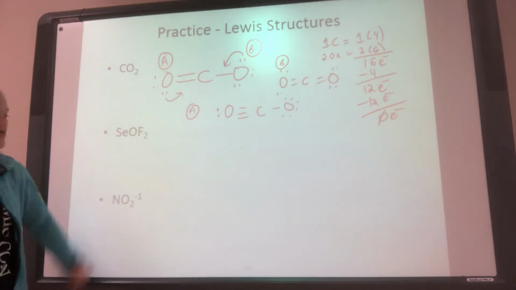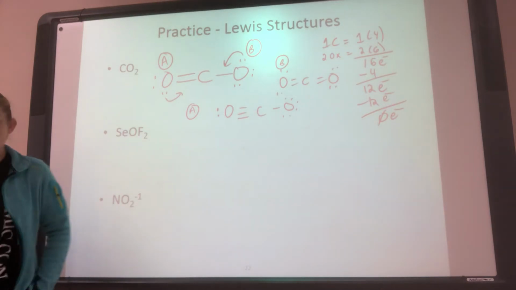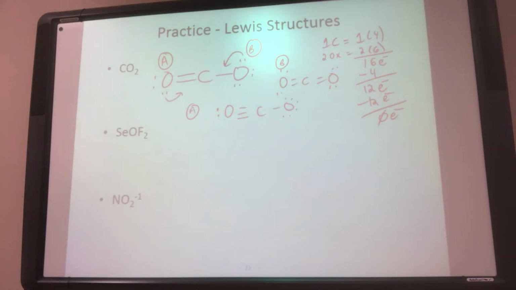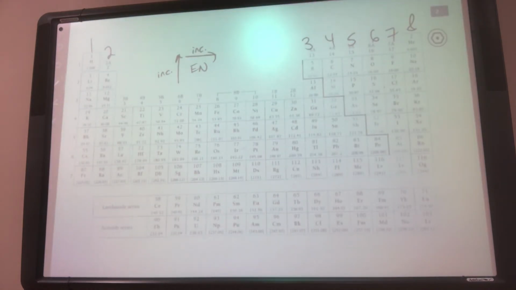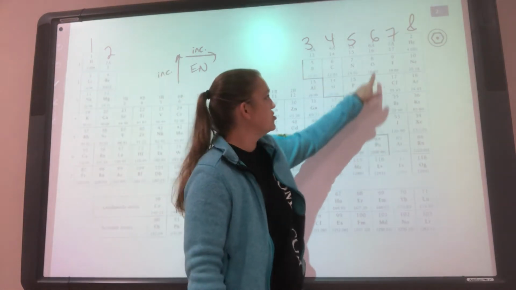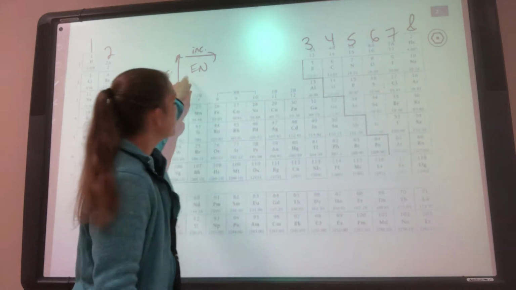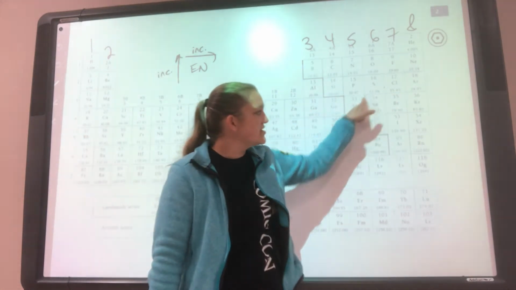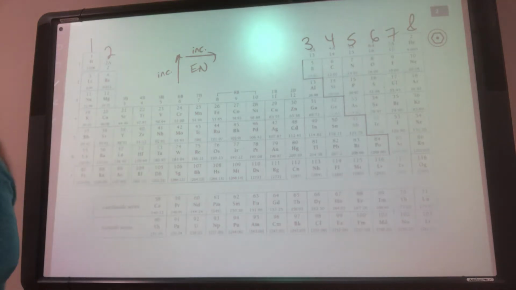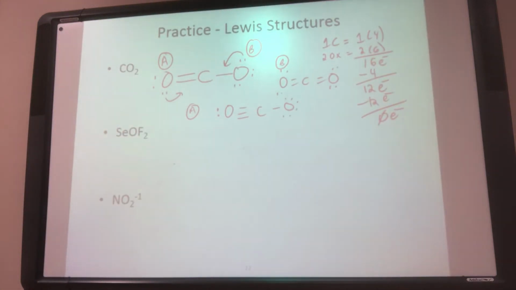Okay, let's do the next one. SeOF2. So I need to figure out who's going to go in the middle. So I have Se, O, and F. I need to find everybody on the periodic table. Here's Se, here's O, here's F. Based on electronegativity, Se is the least electronegative, so he goes in the middle. Se goes in the middle, and then I put the O and the F's just around him.